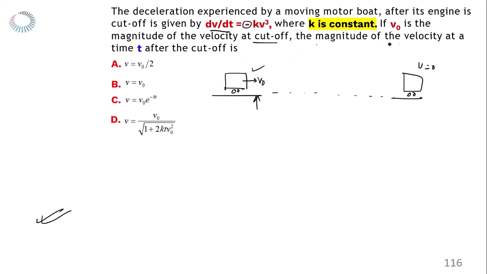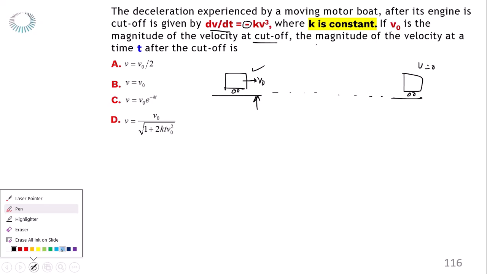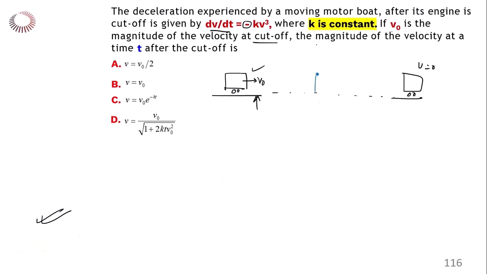What is the magnitude of the velocity at a time t after cutoff? Okay. So after any time t, the velocity will be less than that. Let us say at any time t, the car is moving with a velocity v. And the time interval between these 2 points is t. So retardation, that is a, is given as minus kv, that is dv/dt equals minus kv cube.